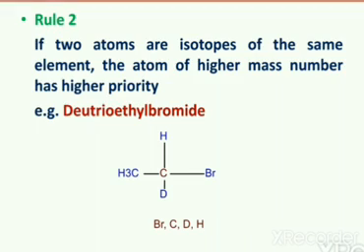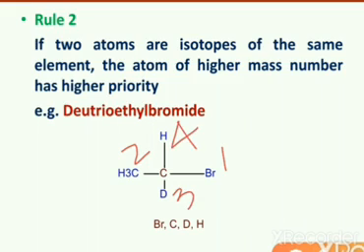Here we know that bromine, having the higher atomic number, automatically gets the higher priority, then the carbon gets the next priority. And we have the deuterium and hydrogen. Here the deuterium and hydrogen have the same atomic number. What we can do is that the mass number of deuterium is higher than that of the hydrogen, so we'll give the next priority to the deuterium, then the least priority for the hydrogen.